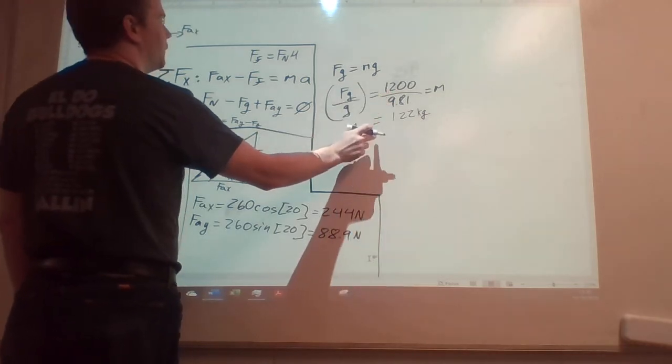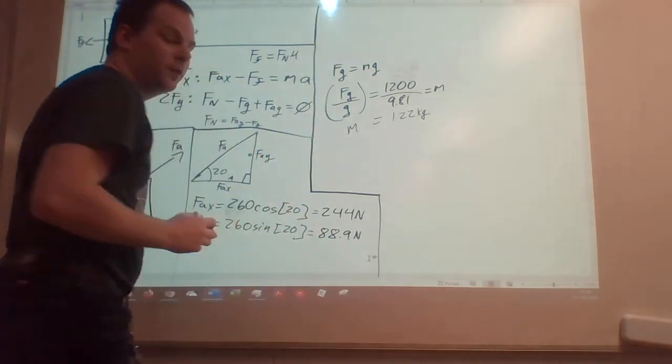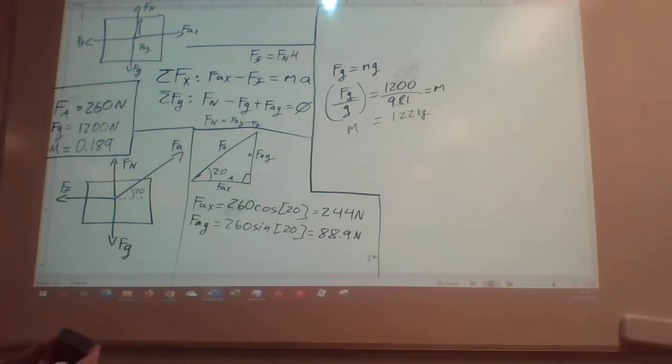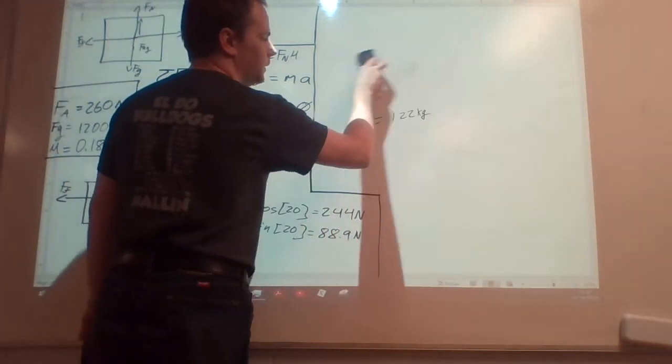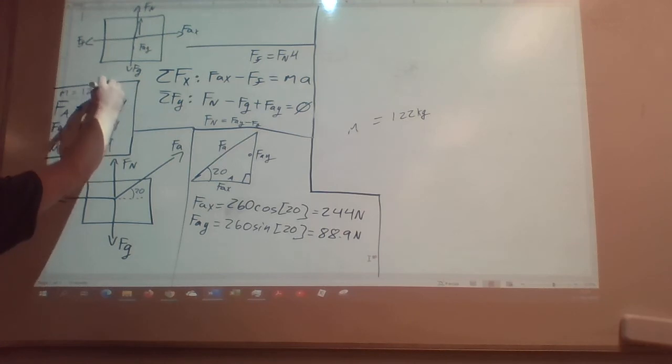So I'm probably going to erase this here in a second. In fact, I'm going to erase it right now because I'm going to use that space to do this algebra. I am missing an eraser. I'm going to add that over here. So M, we determined, is 122 kilograms.